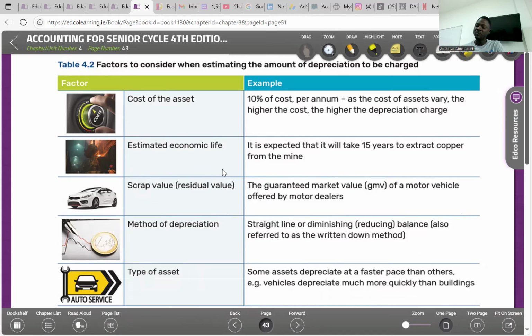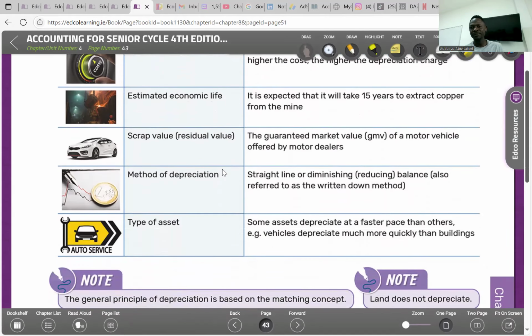And the next one is the method of depreciation. As soon as we figure out that we need to charge depreciation, it is important to find a method to use. We have the straight line method, we have the reducing balance method. And as soon as the business chooses a method based on accounting concepts, a business must continuously use the same method year in, year out. So if a business is using the straight line method, it must continue to use the straight line method year in, year out.